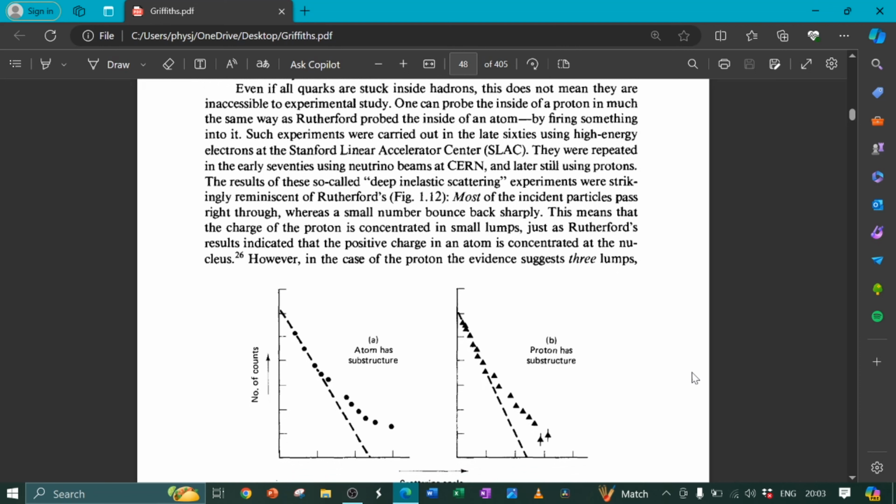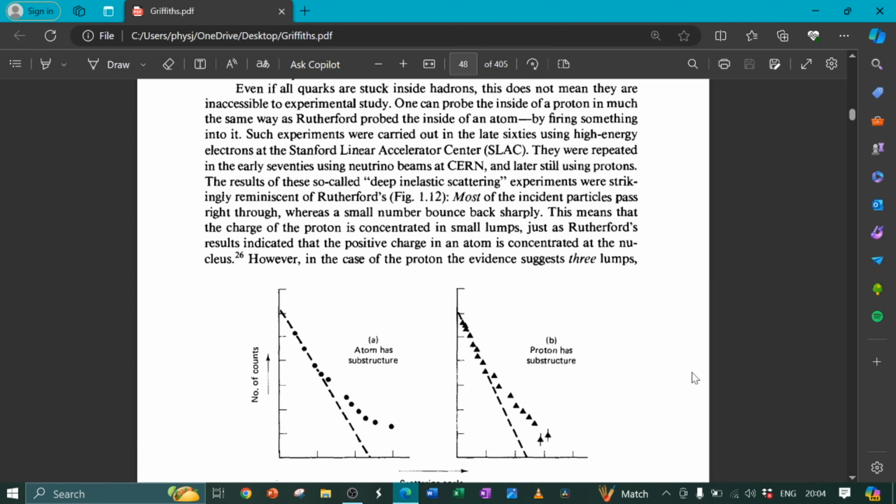Even if all quarks are stuck inside hadrons, this does not mean they are inaccessible to experimental study. One can probe the inside of a proton in much the same way as Rutherford probed the inside of an atom, by firing something into it. Such experiments were carried out in the late 60s using high-energy electrons at the Stanford Linear Accelerator Center (SLAC). They were repeated in the early 70s using neutrino beams at CERN, and later still using protons.